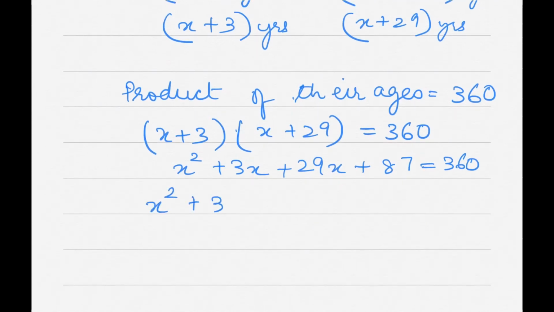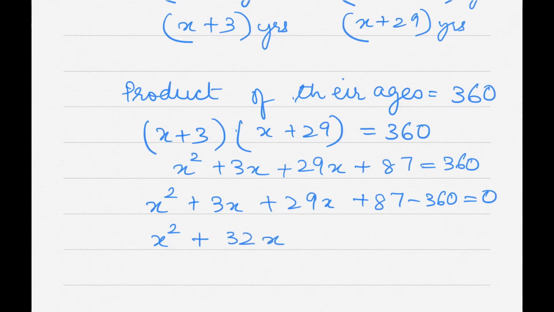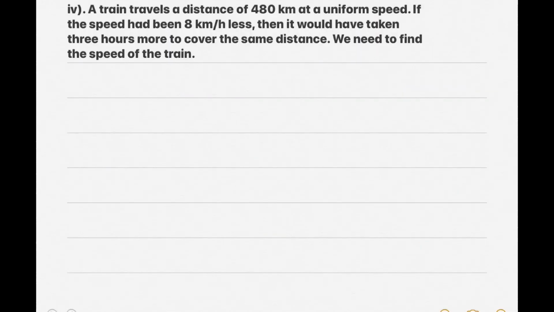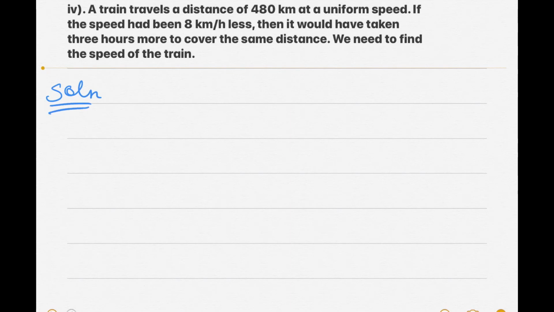So x² + 3x + 29x + 87 − 360 = 0. Now x² plus this becomes 32x, and this becomes negative 273. So x² + 32x − 273 = 0. If I solve this equation, I will get Rohan's age, right? So I have formed a quadratic equation as required. So that's my answer. Okay, let's move to the fourth part now.